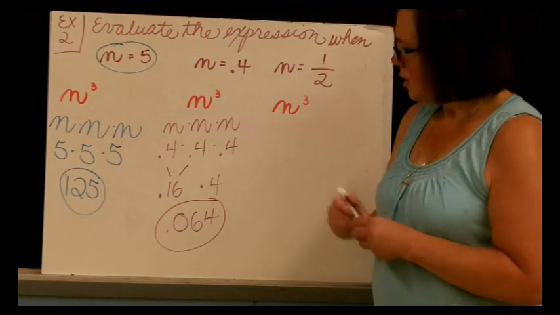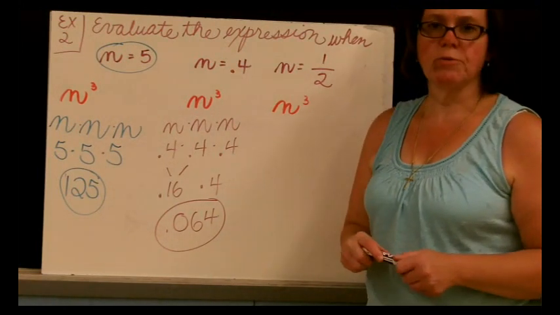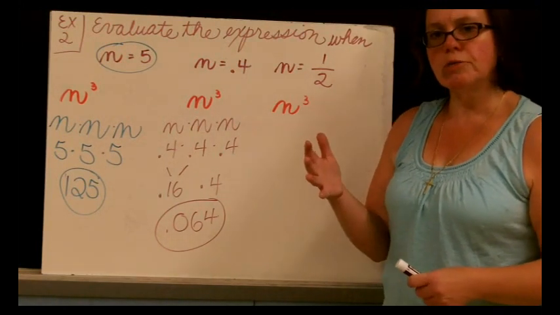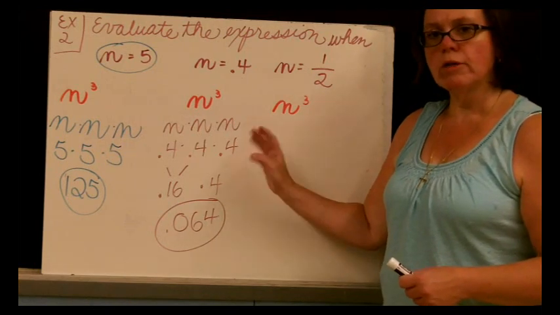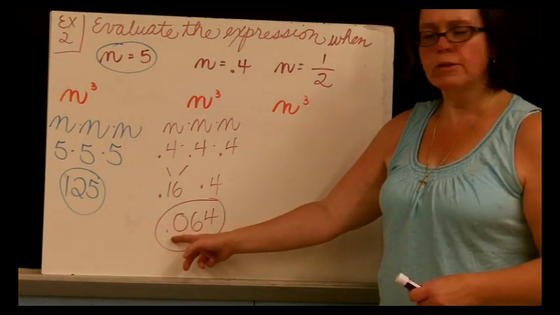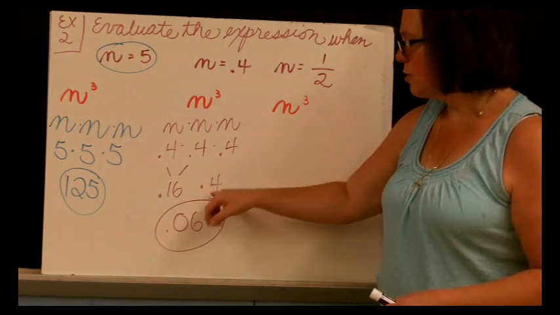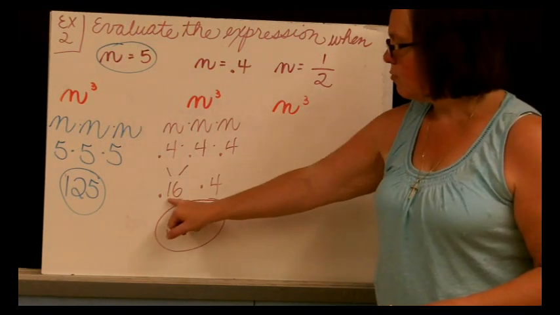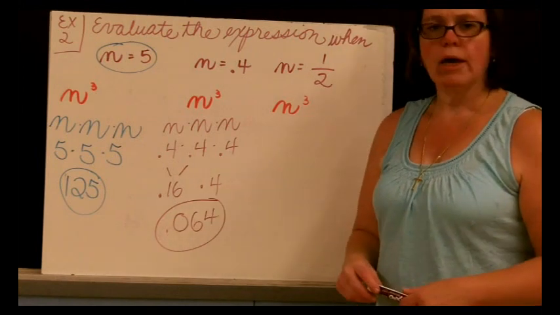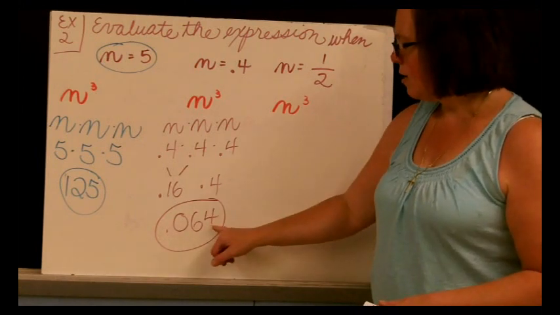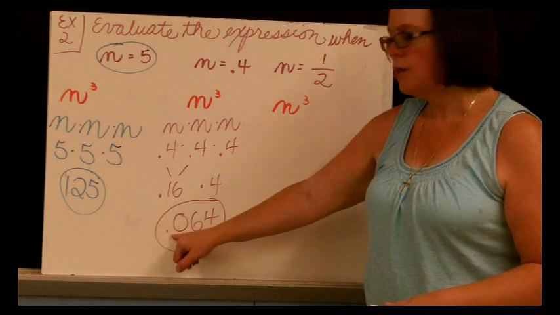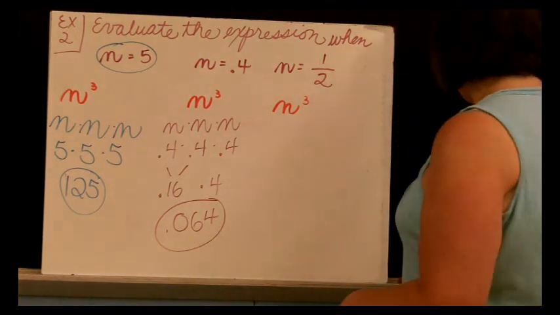Now here, the actual computation isn't the difficult part. If someone's going to make a mistake here, it will invariably be with the decimal point. You have to remember that even though 16 times 4 is 64, because we have 1, 2, 3 places after the decimal, we need to have 1, 2, 3 places following the decimal in the product.